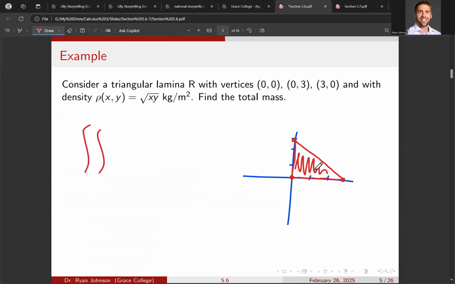What did you guys do to find the region of integration? One way to do it is to try to make equations for the lines. That often makes things easier. So for instance, this line is y equals 3 minus x. This line is y equals 0. This is x equals 0. And so you could go from, say, x from 0 to 3, y from 0 to 3 minus x.